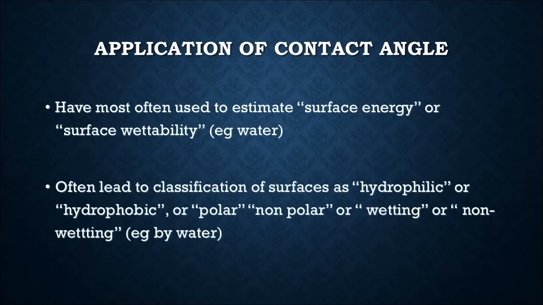So, enough introduction about contact angle. What are the applications of contact angle? Contact angle is most often used to estimate surface energy or surface wettability. Often it leads to classification of surfaces as hydrophilic or hydrophobic, polar or non-polar, or wetting or non-wetting. For example, the pharmaceutical tablet: it is very important whether a tablet can be easily wetted if it is given orally with water. It has to be wetted in order to dissolve to the molecular level for absorption.